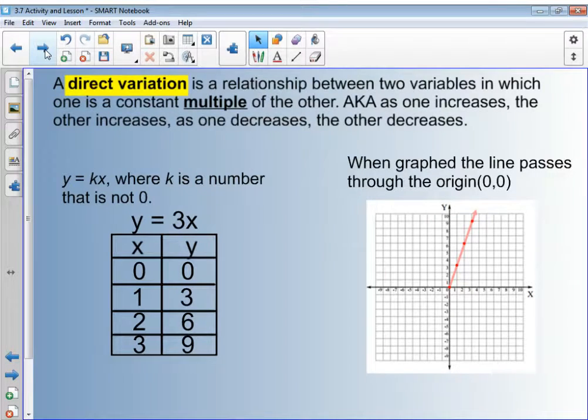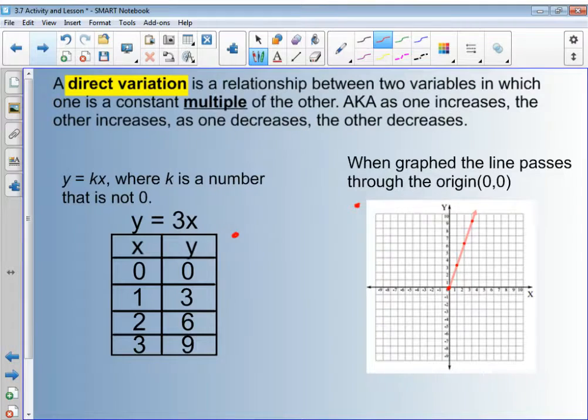In order for a set of numbers to be considered a direct variation, they have to create a straight line. They also have to pass through the origin, or 0, 0. This is an example of a table showing direct variation, and here's where I've graphed those points, showing what it would visually look like. We have a straight line that is cutting through 0, 0.